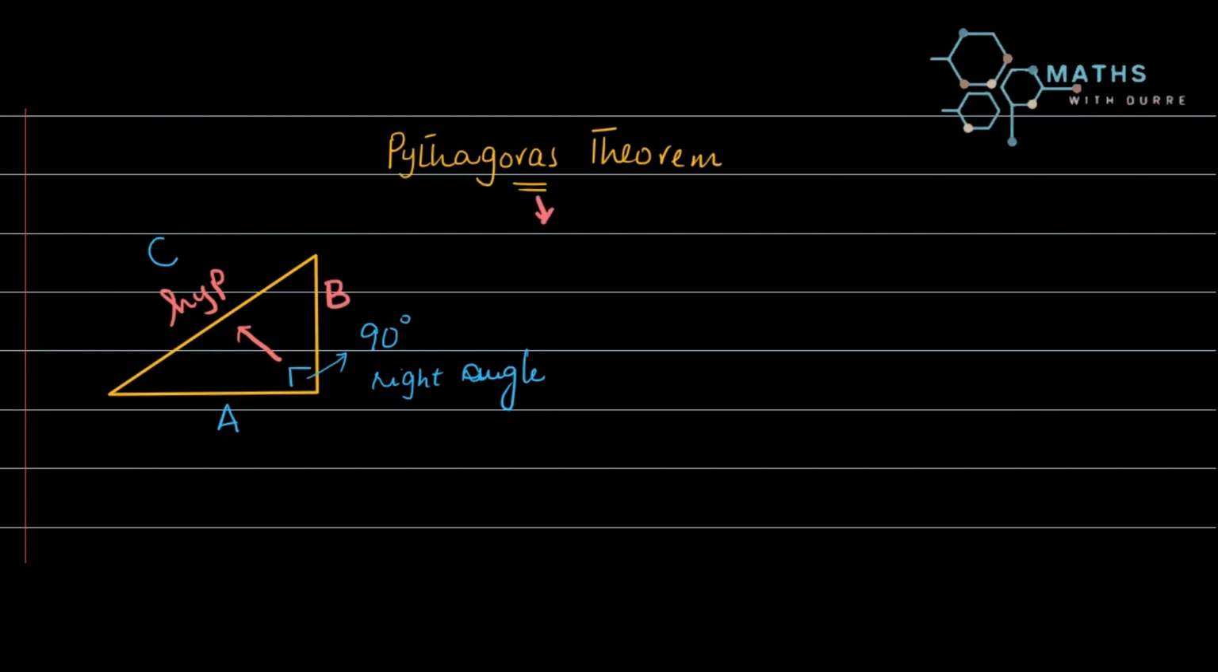So, this theorem states that in a right triangle, the square of the length of the hypotenuse, which is C here, C square, is equal to the sum of the squares of the lengths of the other sides of this triangle, which are A and B. So we can say that C square is equal to A square plus B square.